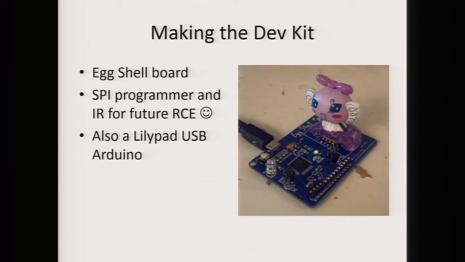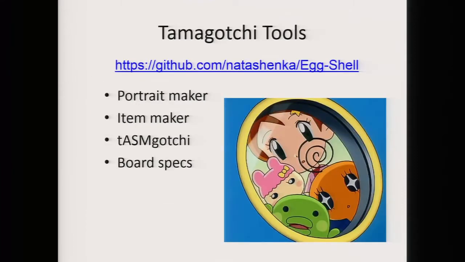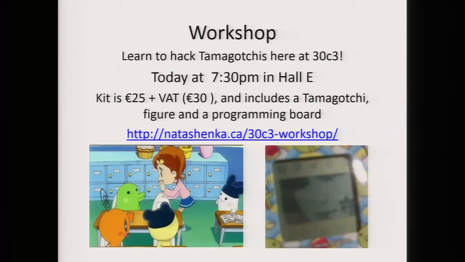So to make the dev kit more generally useful, I made a programming board called an eggshell. This is basically an SPI programmer for the Tamagotchi. So you can take your figure and push it on and then program it over USB. I also put on infrared there. Right now, there are no Tamagotchi remote exploits where you can reprogram it over IR, but I'm not 100% sure that isn't possible. So I put on the components, just in case we ever find one. It's also a LilyPad USB Arduino if you want to use it for something else. So I basically have all my tools there, the 3 programming tools and also the board specs.